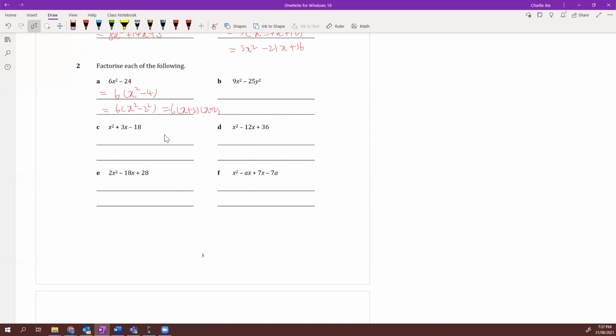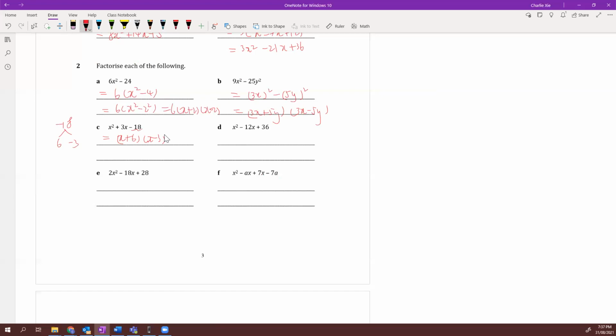All right, next one. This is a difference of squares as well. That's (3x) squared minus (5y) squared. So that's 3x plus 5y times 3x minus 5y. All right, next one. A monic trinomial, look at the last term first, negative 18. Think about two numbers multiplied to negative 18 and added to 3. So I would think of 3 times 6, 18. So positive 6 and negative 3. So that's x plus 6 times x minus 3.